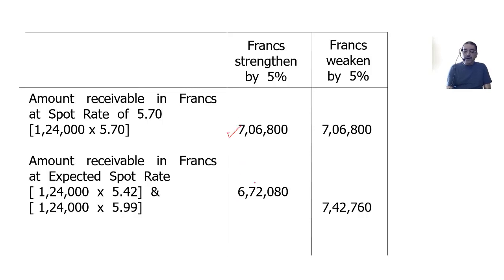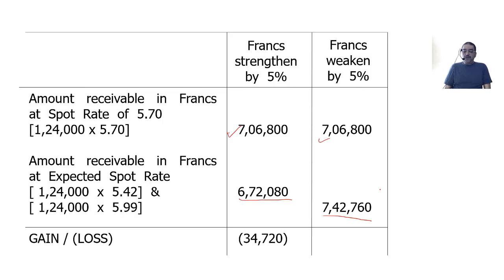So at the spot rate, you would have got 7,06,800. But at the expected spot rate, that means if the franc strengthens by 5%, you will get only 6,72,080. So here there would be a loss. Here there would be a profit. Okay? So gain or loss: 34,720 loss and 35,960 profit. So had the French francs strengthened by 5%, you would have suffered a loss. If they had weakened by 5%, then you would have made a gain.